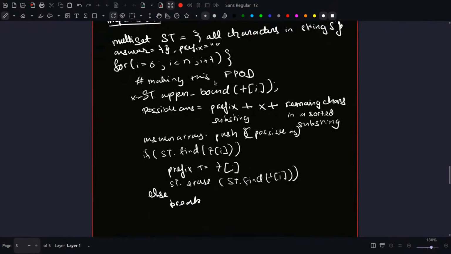So this is the overall pseudocode. Let's go through it again. Basically, we have a multi-set, which is going to be all the characters in the string S.